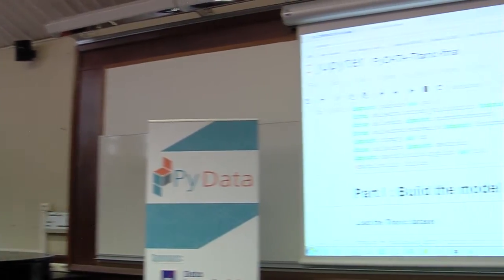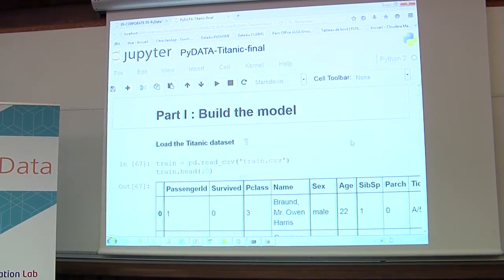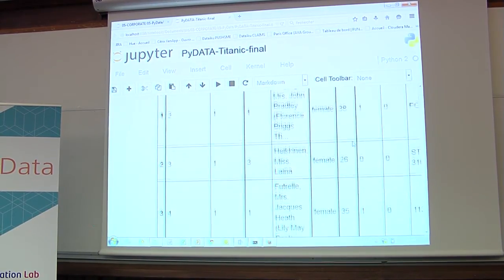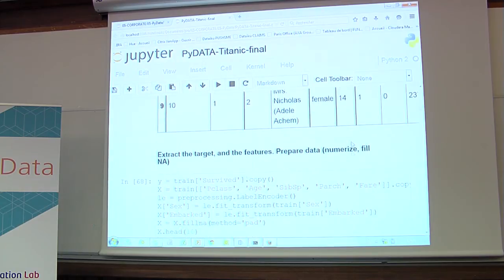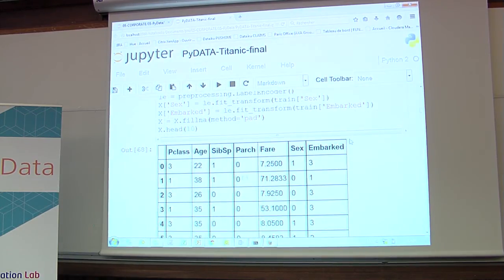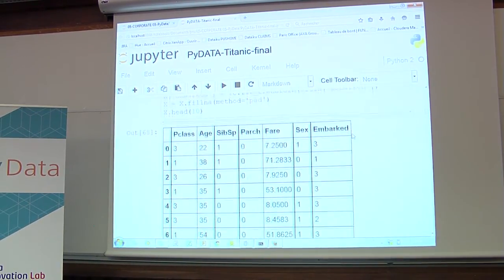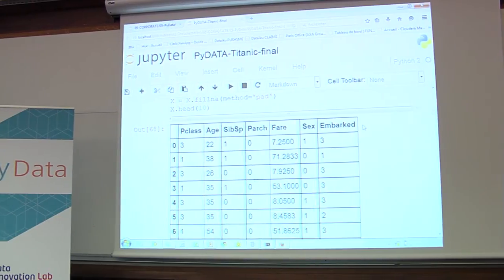Okay, so what we do first is import our libraries and build a model. So this is what the data looks like. And we decided to only select 7 features that seem to be important. So the class of the person, the age, the number of siblings that the person has, the fare, the sex, and the location where the person embarked. Well, the parch is the number of parents and children. Next step is to split our data frame between a training set and a test set and try to fit our model on the training set.